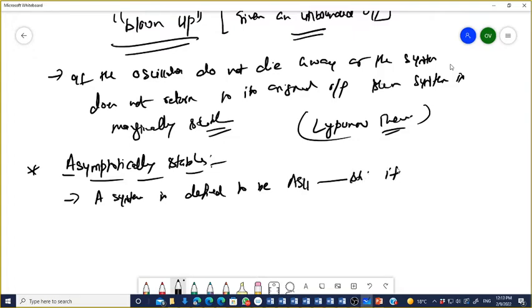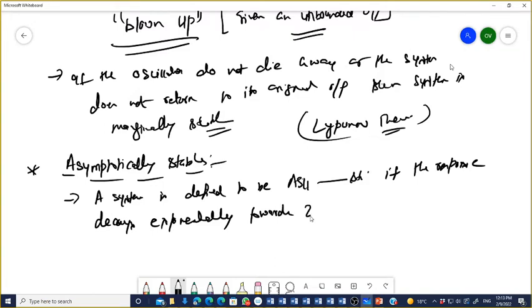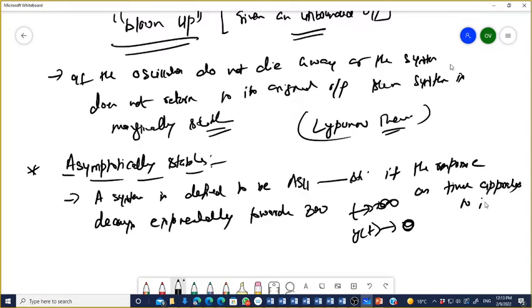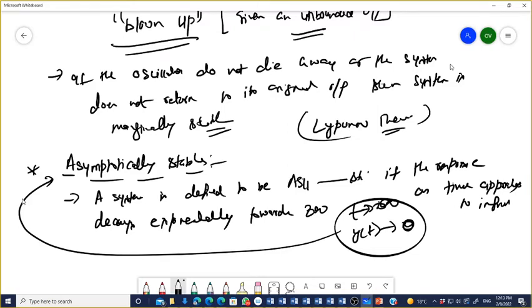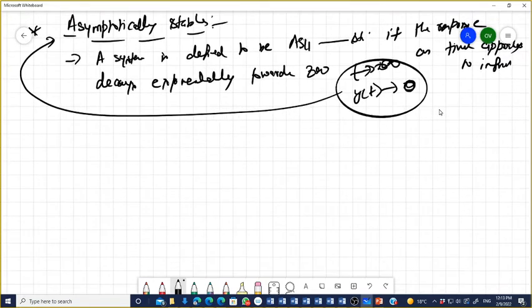if the response decays, remember, exponentially towards 0. मतलब क्या हुआ, as t tends to infinity, y(t) tends to 0, as time approaches infinity. So यही बात हुआ. इसका मतलब the system is said to be asymptotically stable. Yes or no? Is it clear? Yes, sir. Okay.